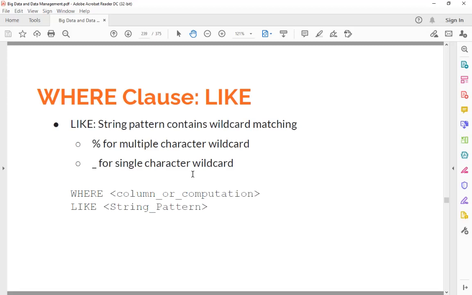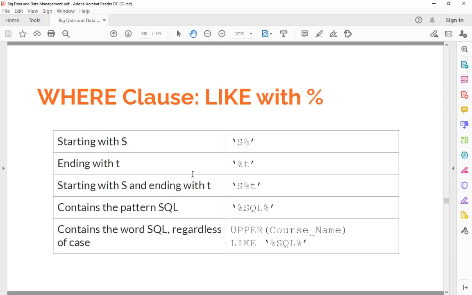We use a % sign for multiple character wildcard and underscore sign for single character wildcard. % sign stands for an unknown number of unknown characters, of any characters. Underscore stands for one single character of any characters. For example, if we want to say starting with S, that will be S%. If we want to say starting with SQL, then it will be SQL%. Here % stands for unknown number of characters.